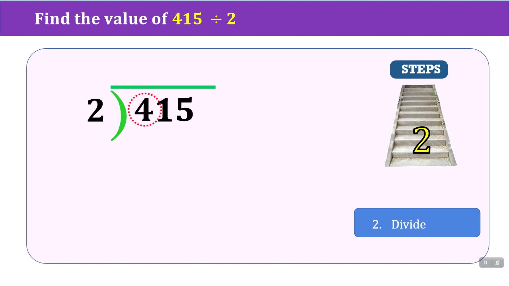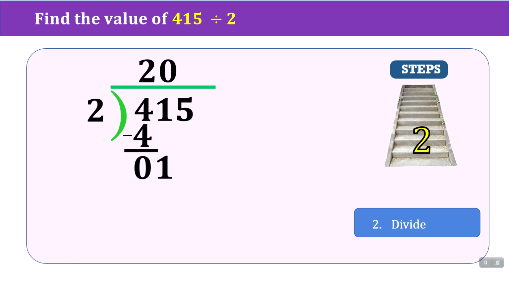And we check the first digit first to see if 2 can go into 4. And we know that 2 goes into 4 twice. We multiply 2 by 2 to give us 4, and then we subtract. 4 take away 4 is 0, and we bring down the 1. Now we ask, can 2 go into 1? And it cannot, so 2 goes into 1 0 times. We write the 0 on the top.